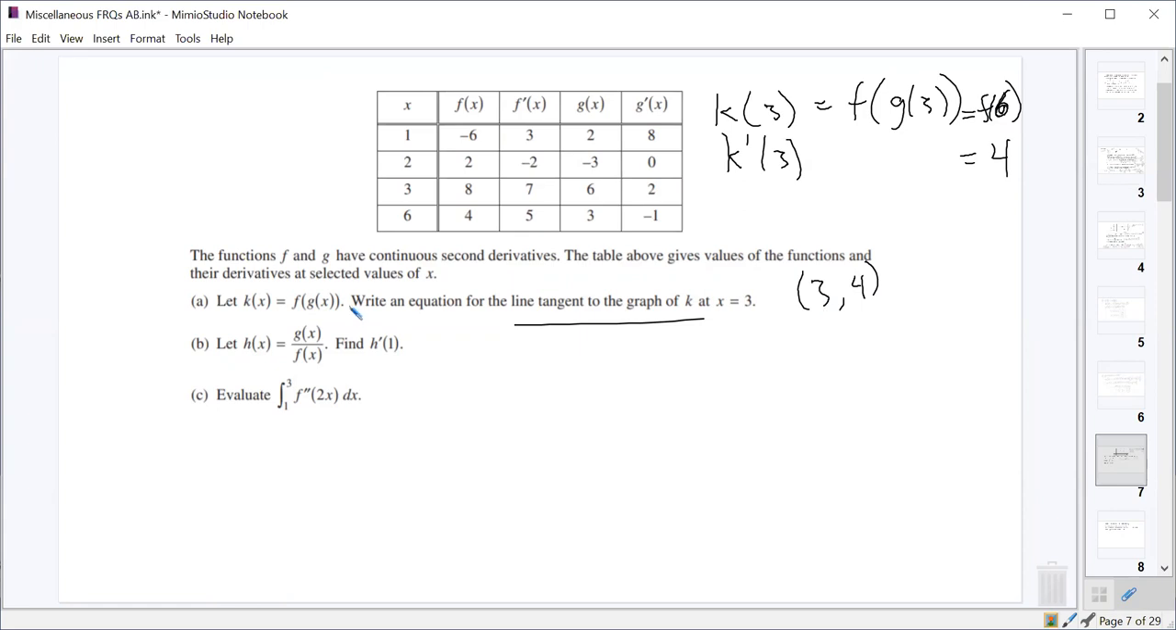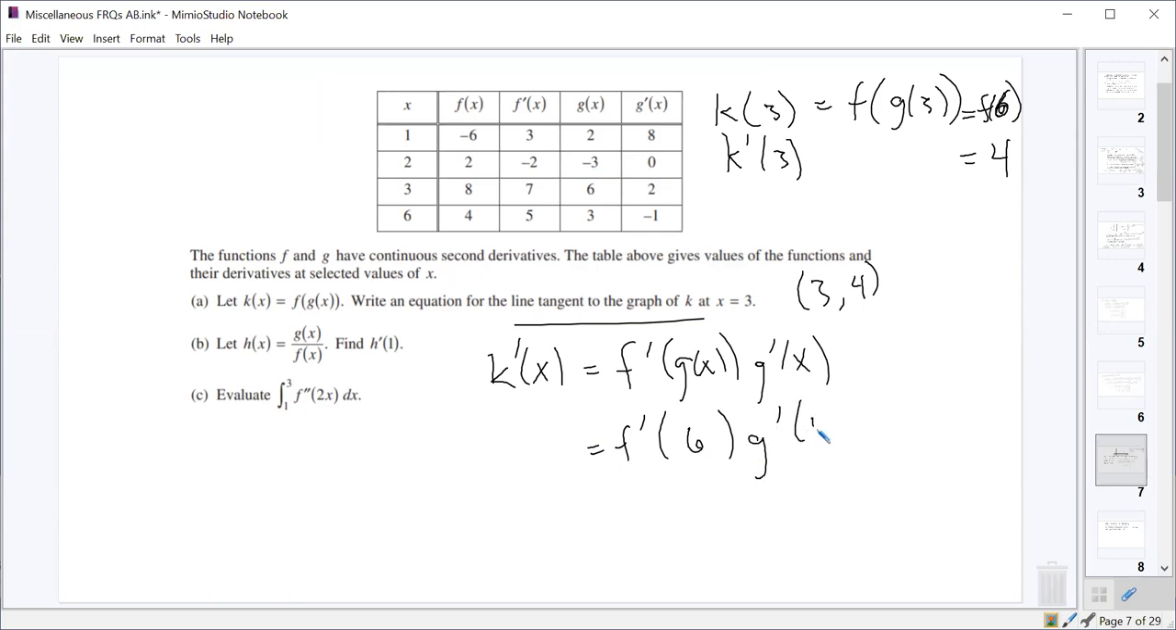And then we need to find the derivative. What's the derivative of k of x? It should be f prime of g of x times g prime of x. Right, chain rule? Everybody good there? So then we've got f prime of g of 3, and we already said g of 3 was 6, so we're looking at f prime of 6, g prime of 3. F prime of 6 is 5, g prime of 3 is 2. We end up with a slope of 10. Y minus 4 equals 10 times x minus 3.